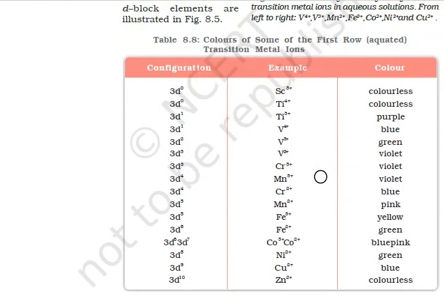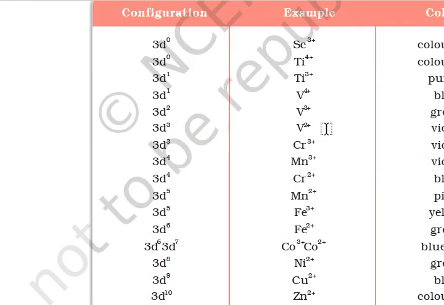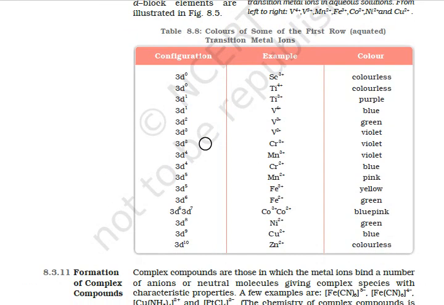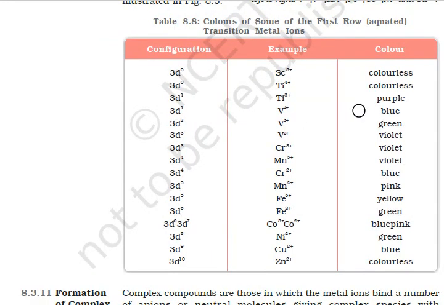Also, colored compounds are formed by the 3d series. So which colored compounds are formed by the 3d series? Scandium does not form any colored compound. Titanium 4+ does not form any colored compound, but titanium 3+ will form colored compounds here. The color will be purple.